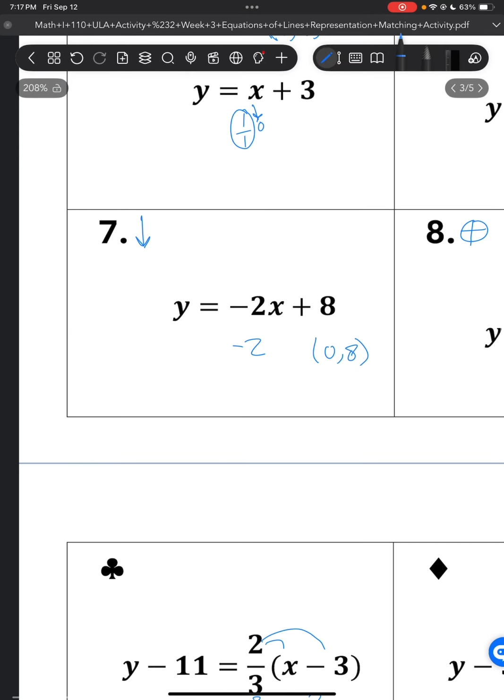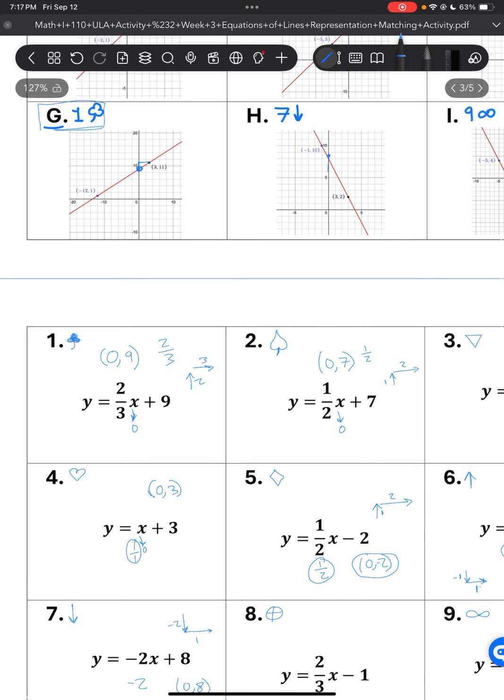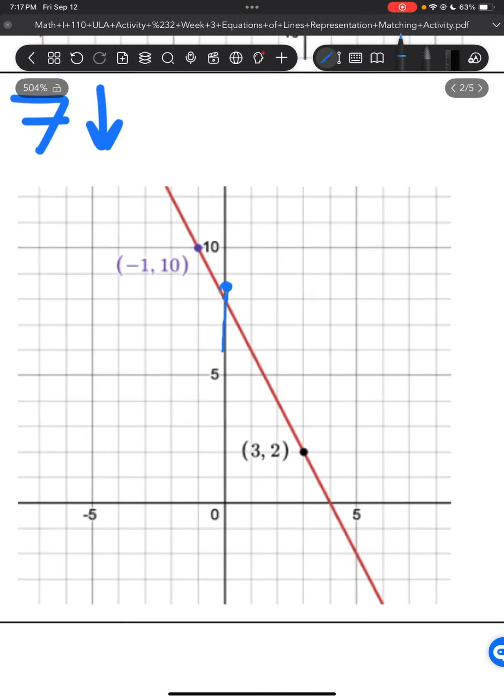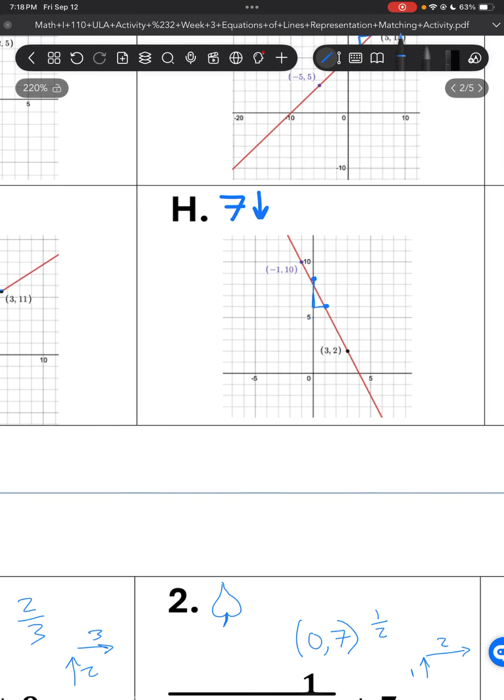All right, number 7. We have a -2 as our slope. So that means we are going down 2 and over 1. And we have an intercept of (0, 8). So let's figure out here if we have that matching. We have a (0, 8), and we're going down 2. Yeah, down 2 and over 1. And that's where we have that matching points.